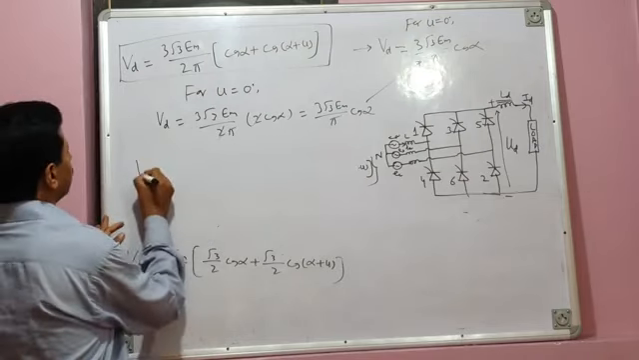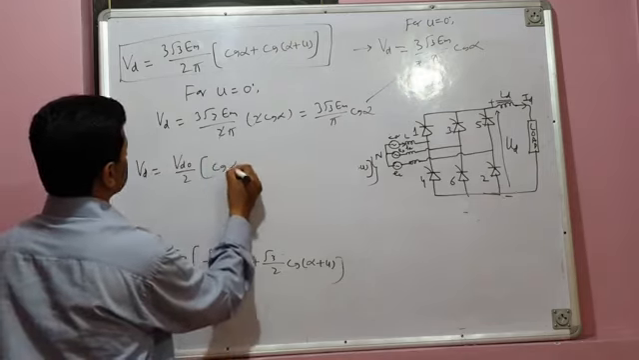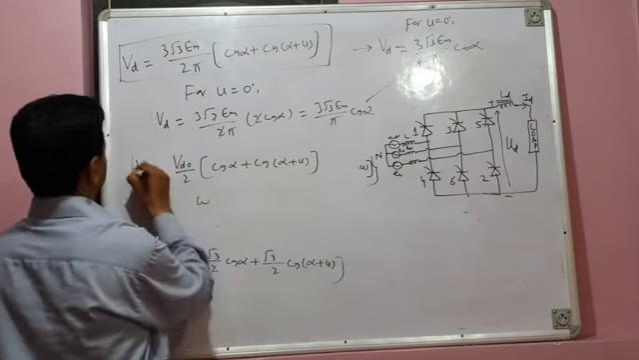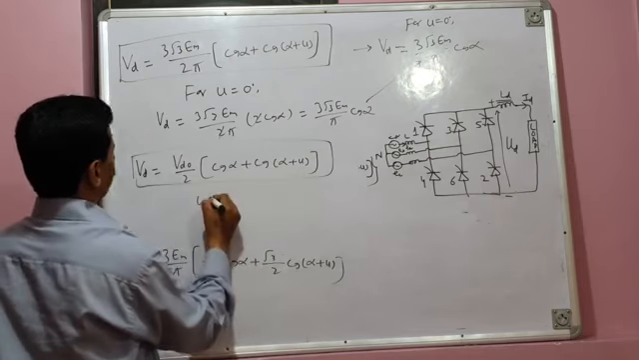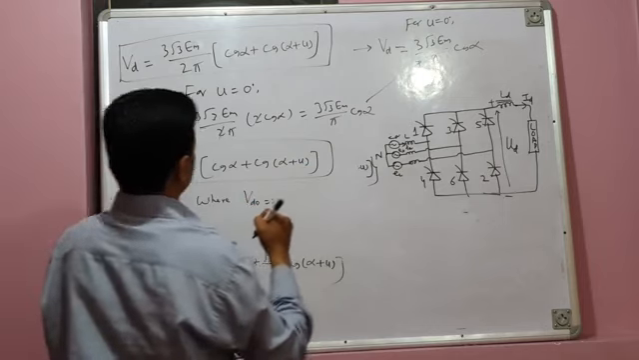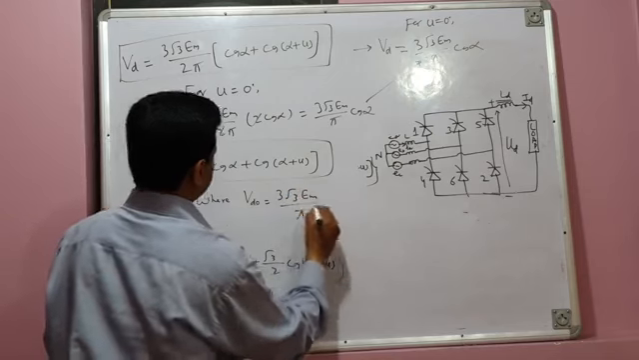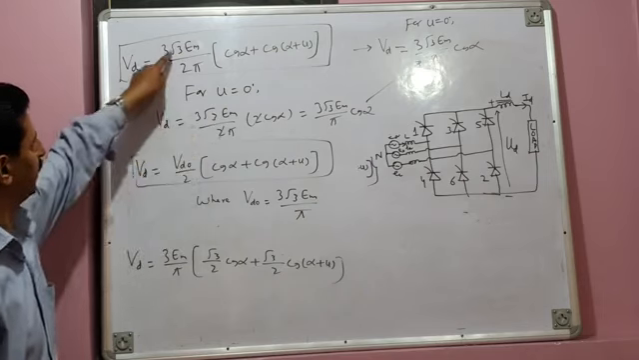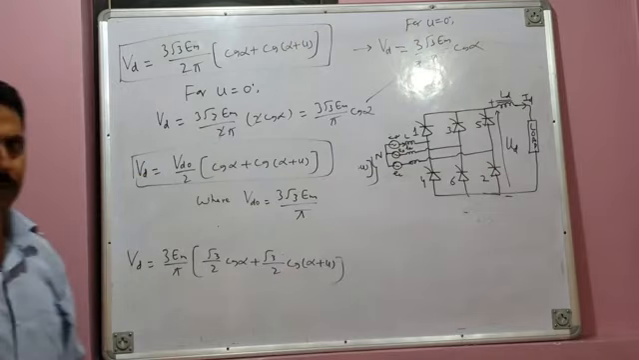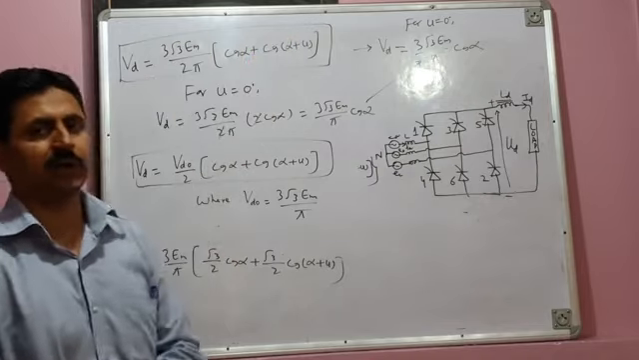So therefore I can also write this VD as VD naught by 2 times cos alpha plus cos of alpha plus u. So this is another way of writing average output voltage, where VD naught is converter maximum average output voltage, which is 3 root 3 Em by pi. This 3 root 3 Em by pi I have written as VD naught. So this is the mathematical expression for converter average output voltage.